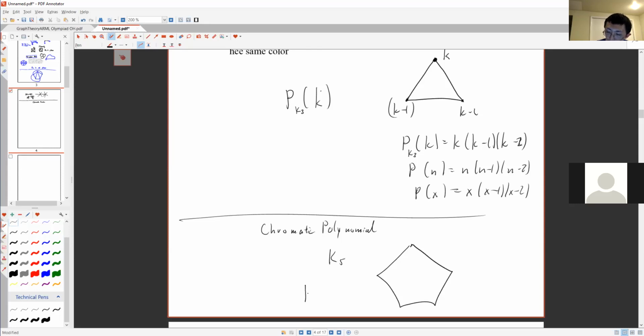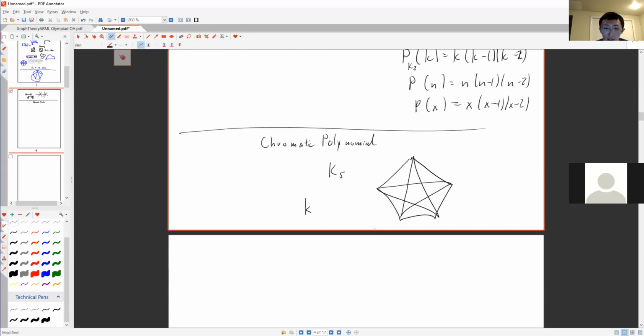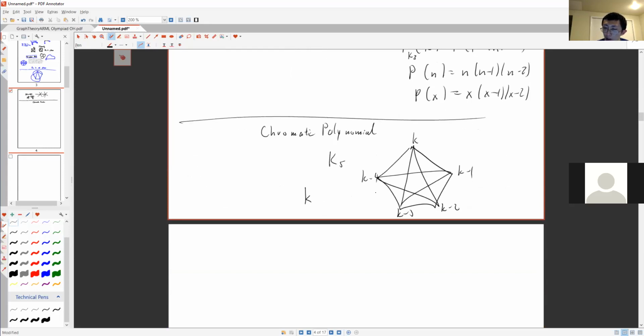So it's a function of k. Well, this is the same as last time, right? There's k ways to color this, k minus 1 ways to color that, k minus 2 ways to color that, k minus 3, and k minus 4. So the chromatic polynomial of K5 is just this.